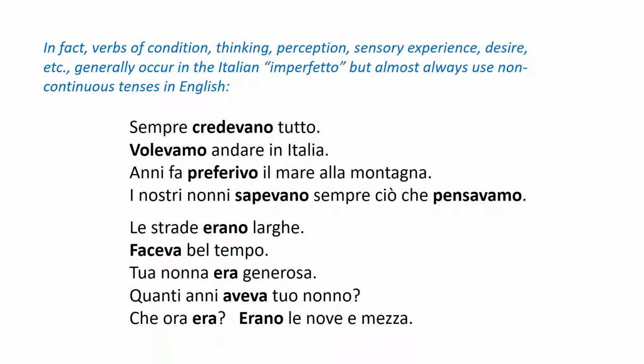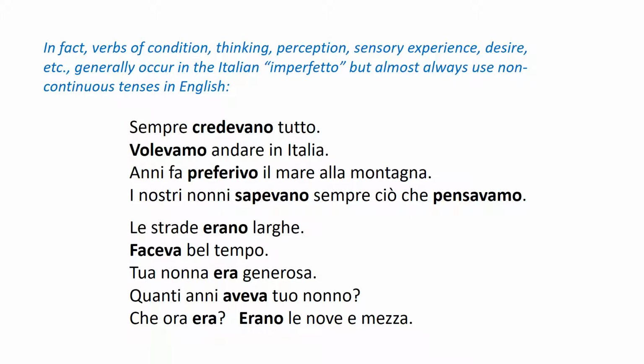Anni fa preferivo il mare alla montagna. Years ago, I preferred the sea to the mountains. Doesn't make sense to use a continuous tense. I nostri nonni sapevano sempre ciò che pensavamo. Our grandparents always knew what we were thinking. Here, actually, the second verb should be considered more of an action in the past tense, but the idea of knowing would occur in a simple tense. In translation in English, you wouldn't say our grandparents were knowing, or even our grandparents are knowing.